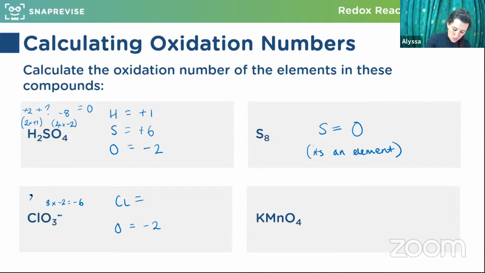So we want to work out what our chlorine is. So something -6 has got to equal -1. So 5.